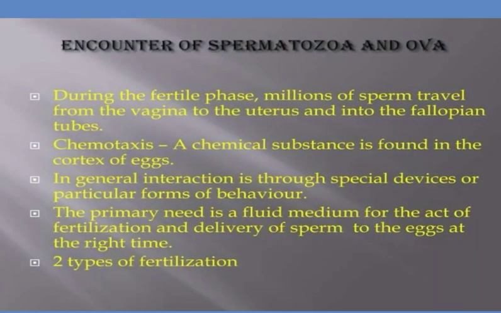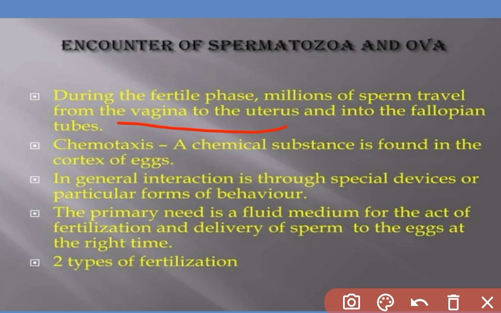The first step is the encounter of spermatozoa and ova. During the fertile phase, millions of sperms travel from the vagina to the uterus and into the fallopian tube through chemotaxis. Chemotaxis means the human vagina produces some chemical substance and this attracts the sperms. So this is known as chemotaxis.